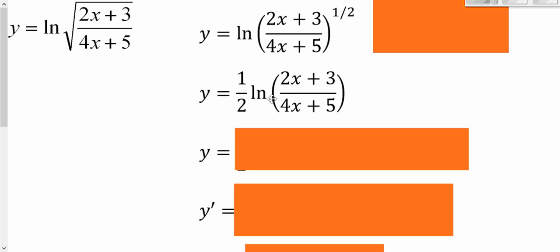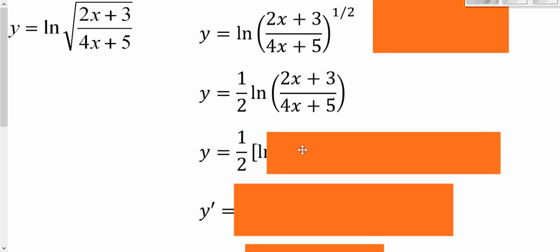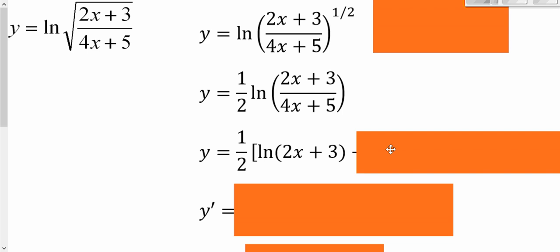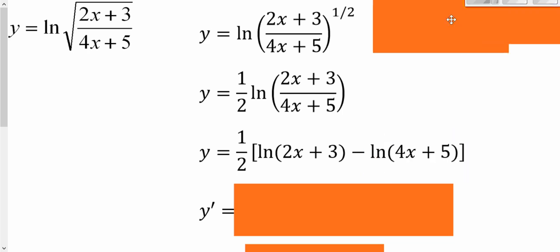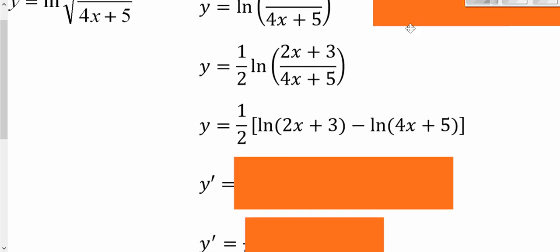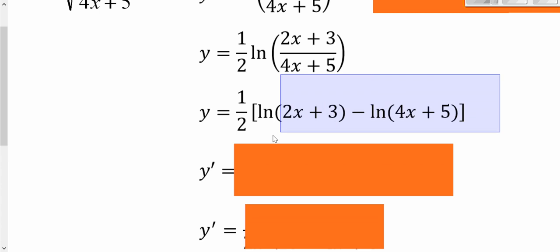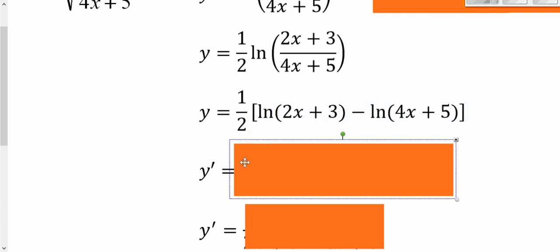We now have the log of two things divided. So remember, you can go the log of the top minus the log of the bottom. So all we've done is rewrite this using just properties of logarithms from Algebra 2. We've not done any calculus at this point. Now this, most people will find easier to take the derivative of. So you're going to leave that 1/2 in front.